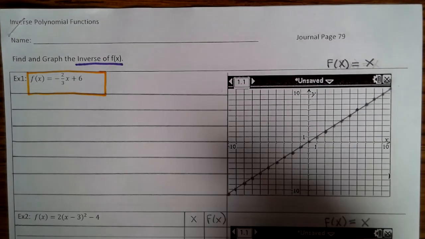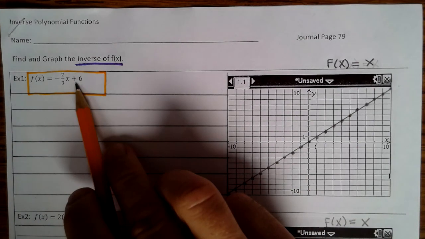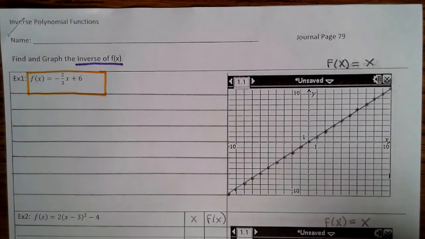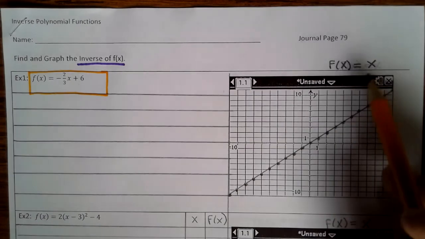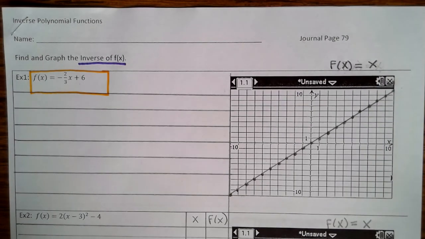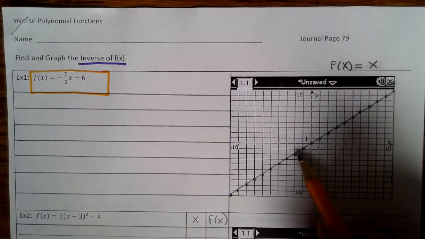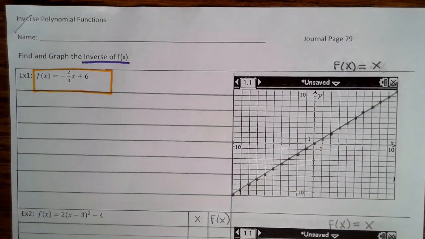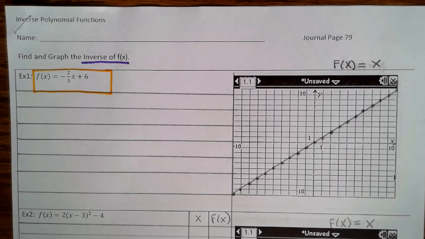Now it's a linear function, so just graph it. And let me take a step back. Before we graph, what I recommend doing is, because we're doing inverses, graph f of x equals x on each graph. Because remember, if they're inverses, they're going to reflect over this line. So now that you have the f of x equals x graph, let's go ahead and graph f of x equals negative 2/3 x plus 6.